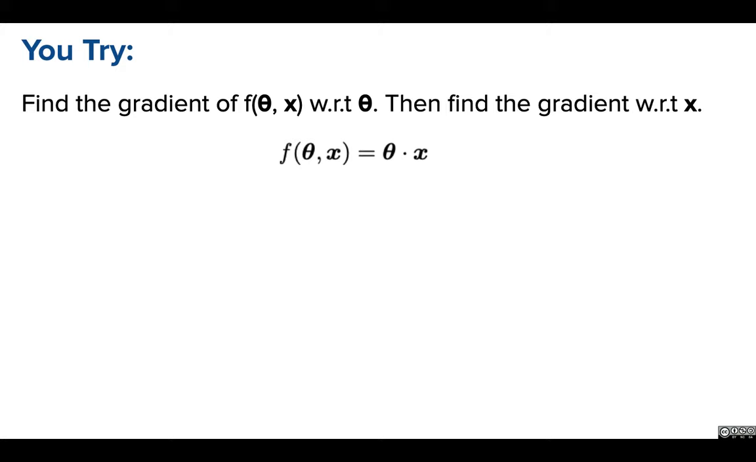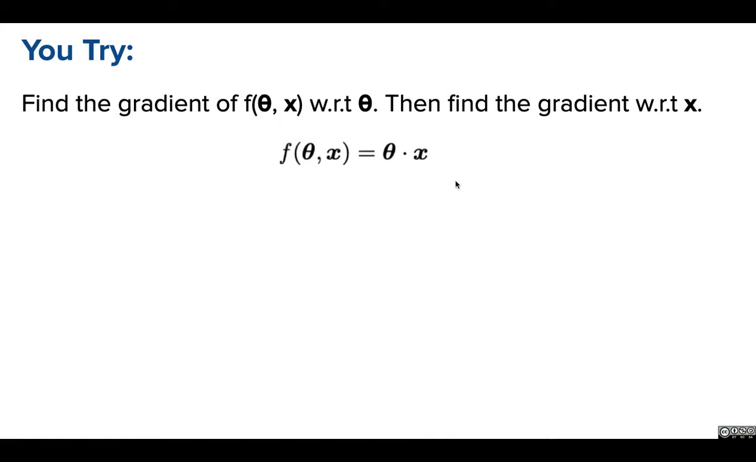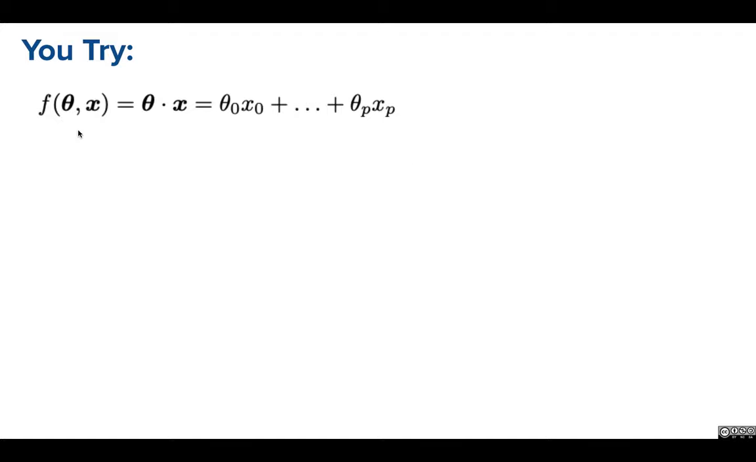When I ask you to take the gradient of some function and you're confused as to how to actually do it, one thing you can do is expand out the vector dot product into a sum of scalars. We know that theta dot product x is theta 0 times x0 plus all the rest of the terms, up to theta p times xp.